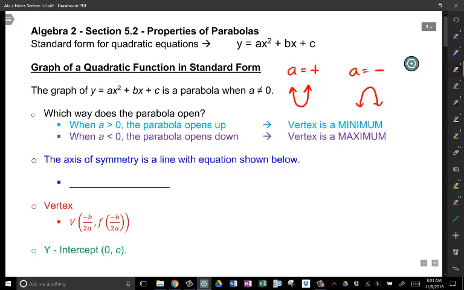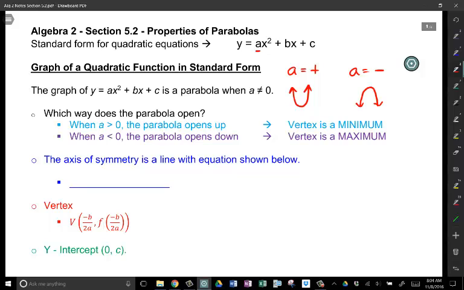Now these are very similar to our tent and our valley for absolute value. Remember, when it's positive, it's a valley. When it's negative, it's a mountain or a tent. And so we have a very similar situation here. How do you know that? You look at what's in front of the A. Is the A positive or is the A negative?